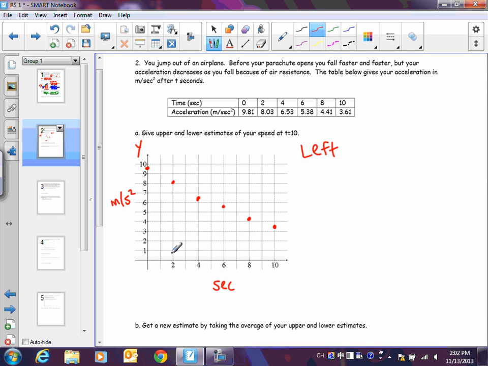9.81. And so what's the area of the first rectangle? Is it 9.81? No, it's 9.81 times 2, because each rectangle has a width of 2, or a base of 2. Okay? How many rectangles are you going to have? 5. Remember, it's 1 less than your number of data points.